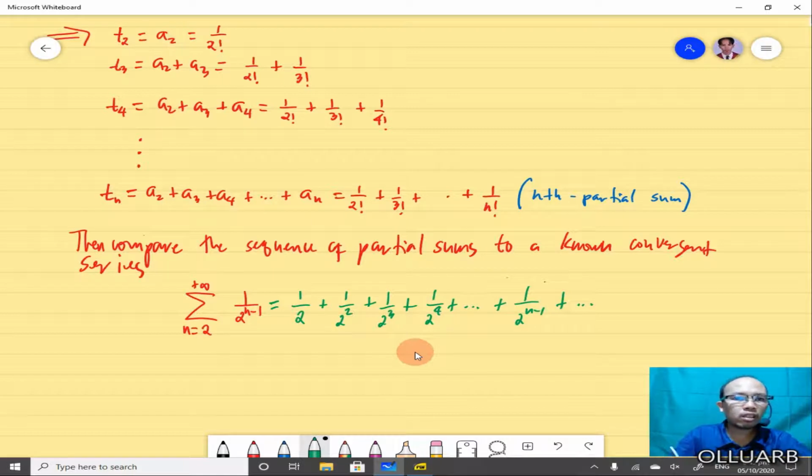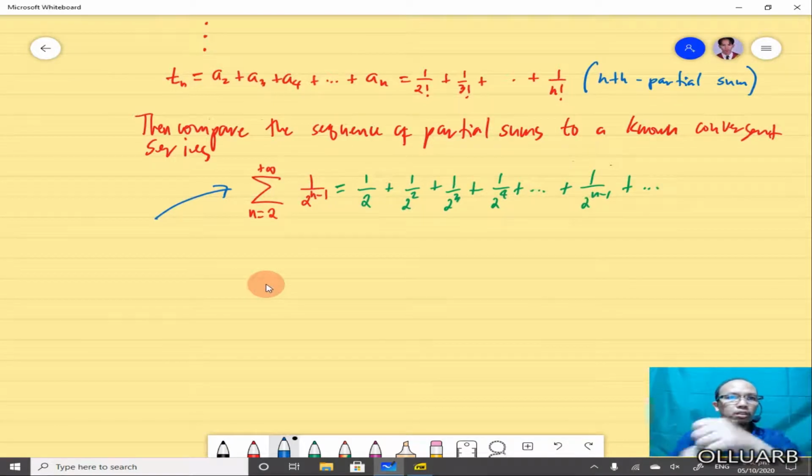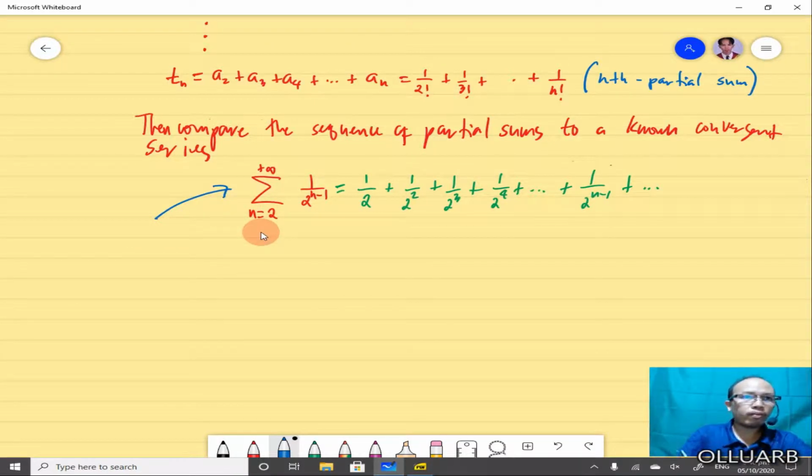This series here is convergent. This is a geometric series. Remember that our geometric series starts at n equal to 1, so this is similar to a geometric series: summation of 1 over 2 to the n minus 1, from 1 to positive infinity.